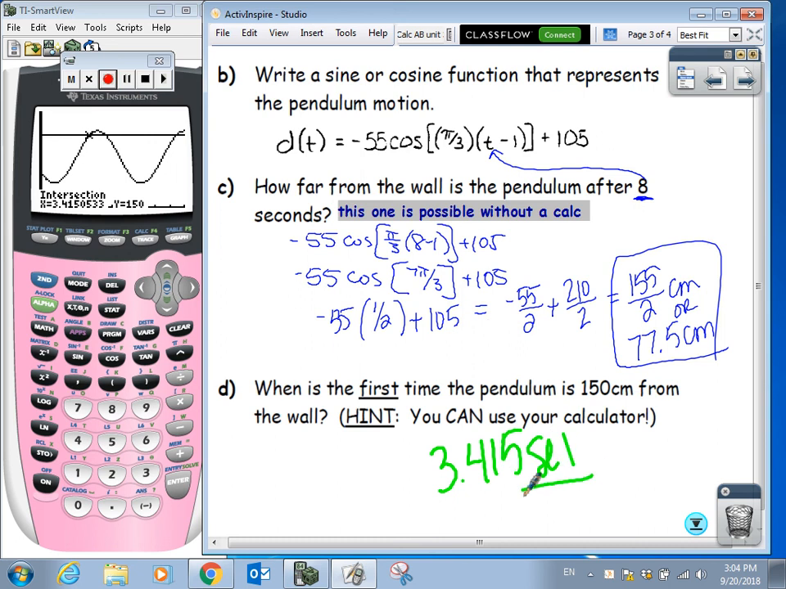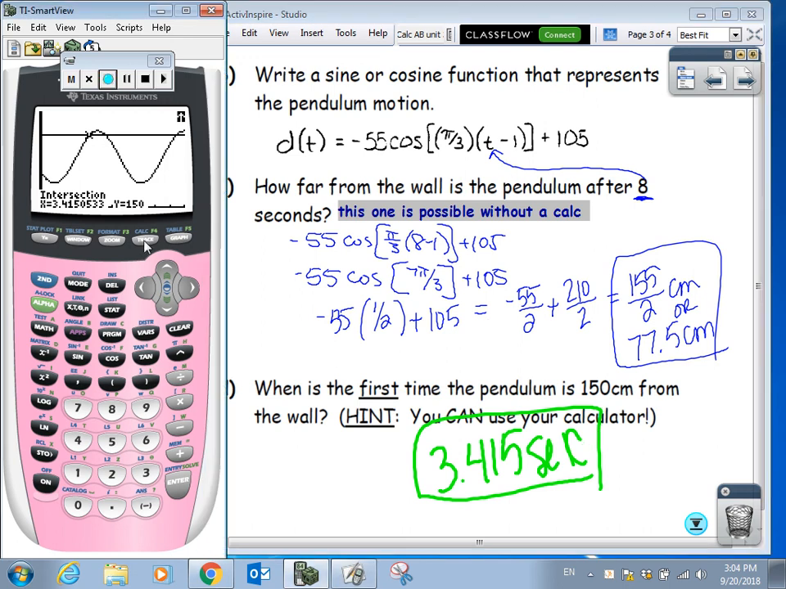3.415 seconds. If it had said whether the first 2 times it hits 150, we would just do that again. Second, trace 5. We'd scroll over to the second time it hits 150. Enter, enter, enter. And we would get the second time. The third time, we do it again. The fourth time, again. And keep going. You could do that forever. Questions on that part of it?